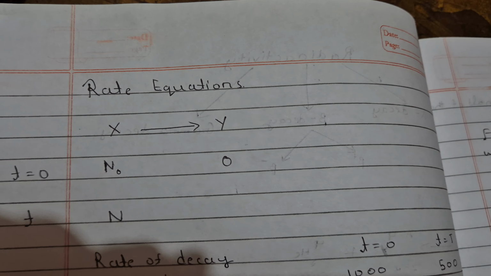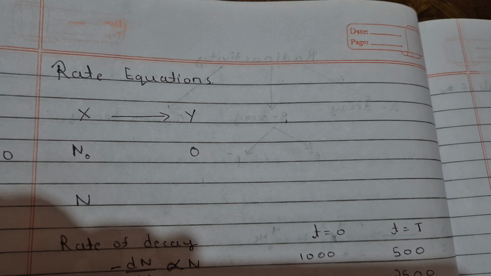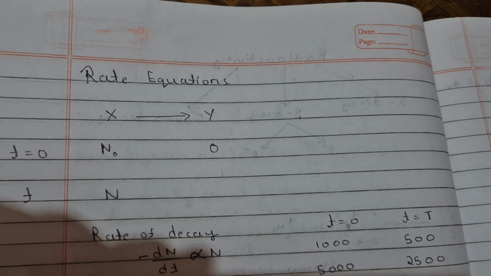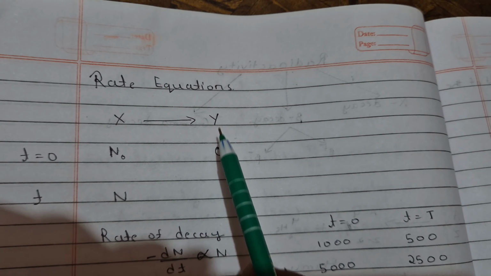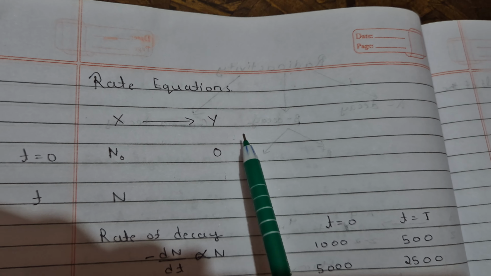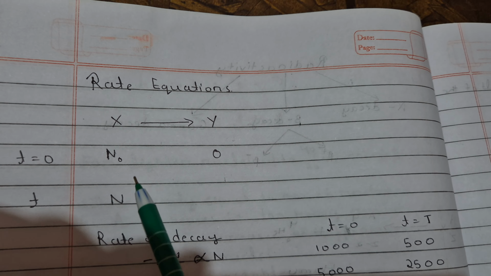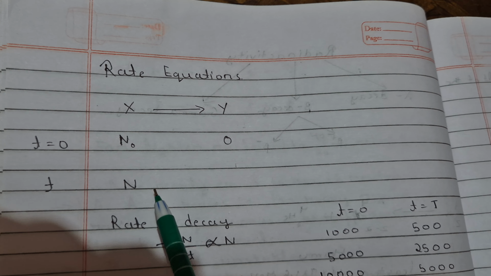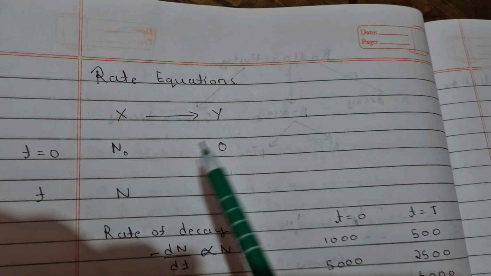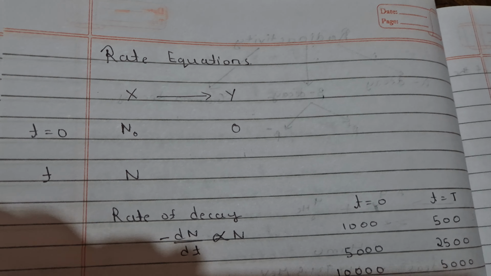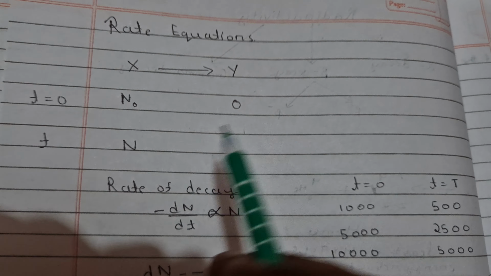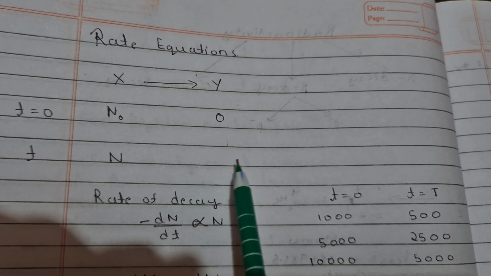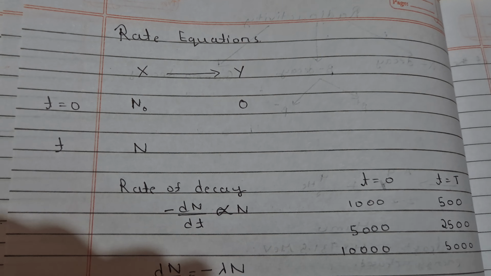There is this X nucleus and it is turning into Y. Initially there were N naught X nuclei turning into Y, and initially Y will be 0. It means one nucleus of X converts into one nucleus of Y. So at t equal to 0 it is N naught and 0. At a particular t it will be N, and for Y it is N naught minus N. The total sum will always remain N naught: N plus N naught minus N gives N naught again. So they remain the same.